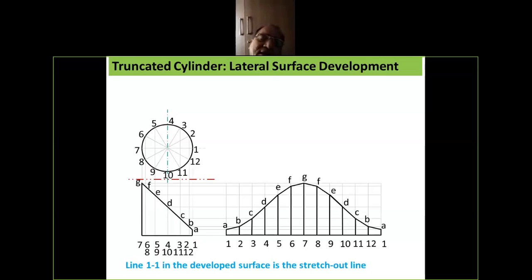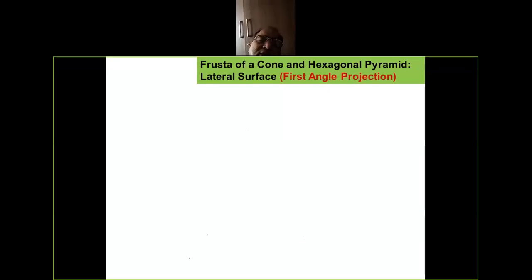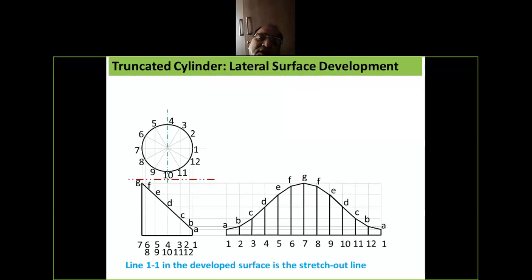So in this particular example, we have cut this cylinder by A, B, C, D, F, G. Now we can develop it. How can we develop it?